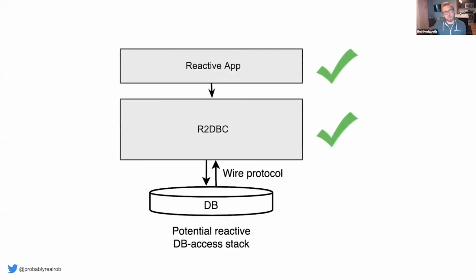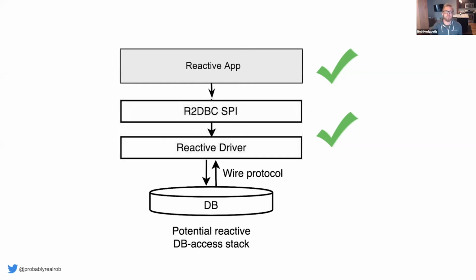Now, again, the purpose of the reactive relational database connectivity specification and the driver underneath is to create this idea of completely non-blocking operations all the way to the database and all the way back up, which we know. It does this by first providing this SPI that I mentioned before, so that vendors can create these drivers or connectors to the underlying data source.